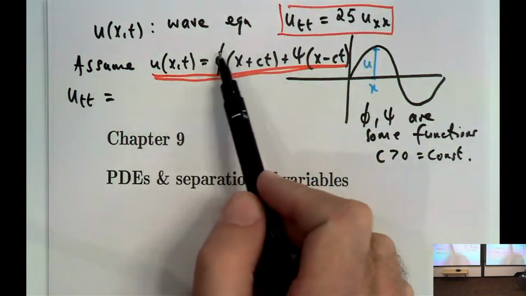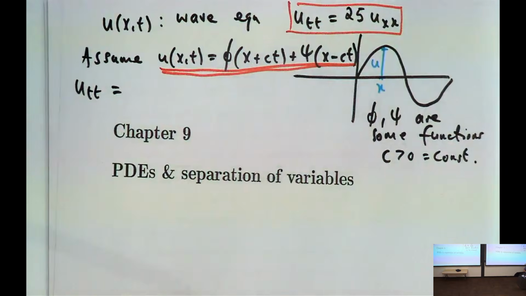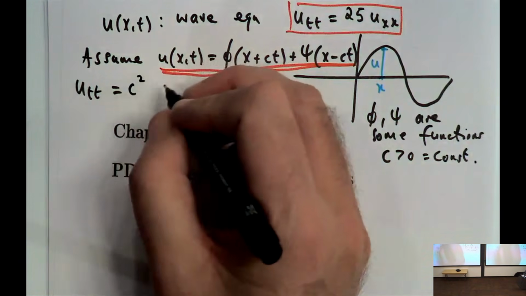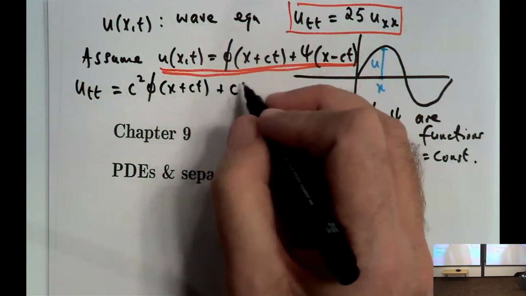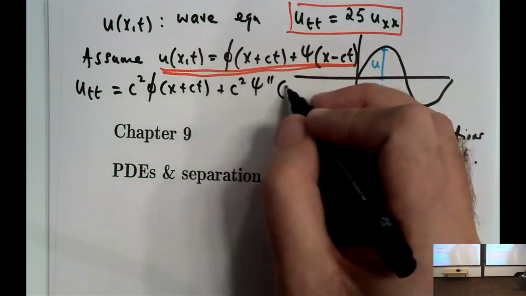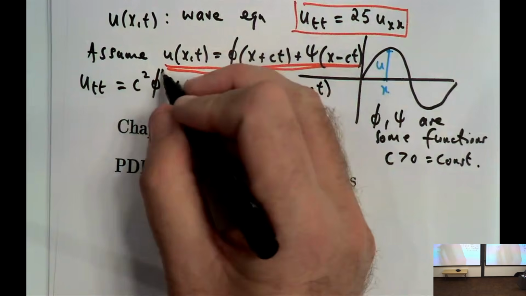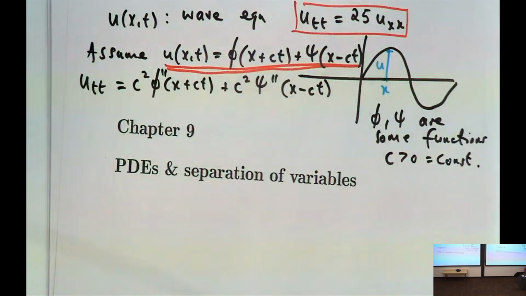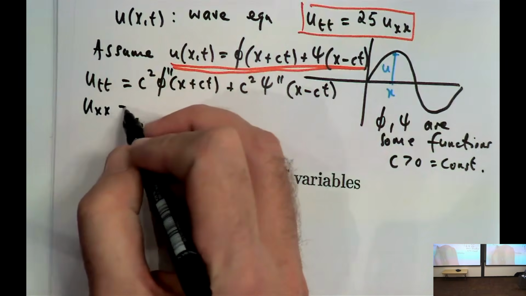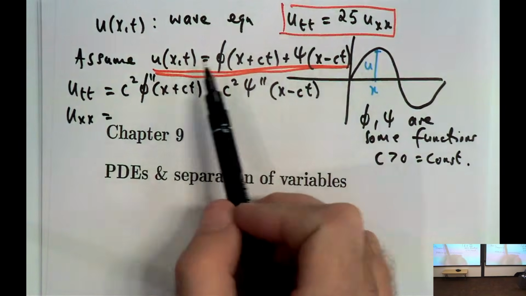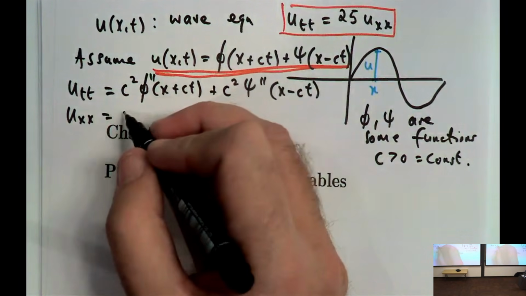So if I do UTT, what's going to happen? The c is going to come there, the c is going to come there, negative c, and we change those to derivatives. Use the chain rule, right? What about u sub xx? Well, again, glad you asked. Let's differentiate with respect to x, so 1 and 1 and 1 and 1. So it's going to be this.